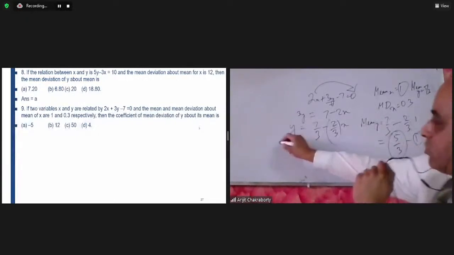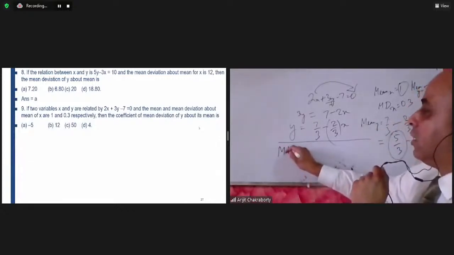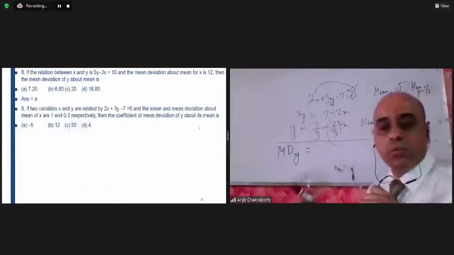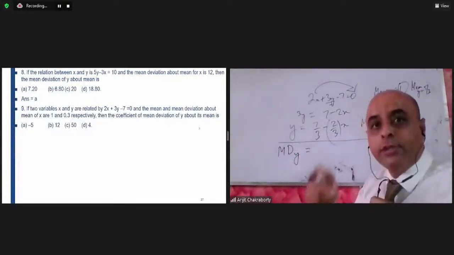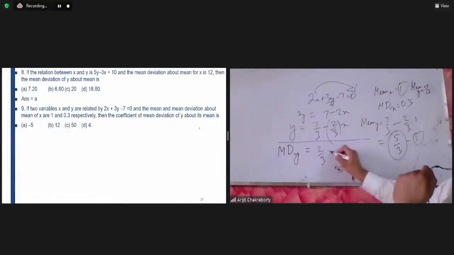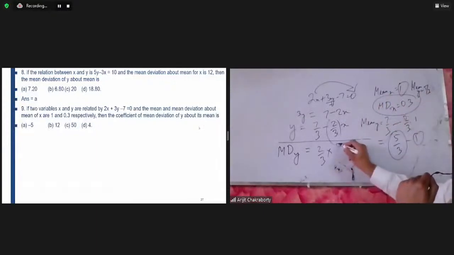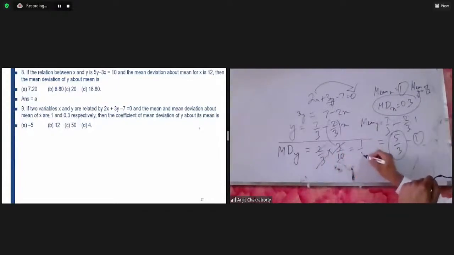Now the second data is what? We are calculating mean deviation. So mean deviation of y will be equal to modulus b into mean deviation of x, right? Modulus b is 2 by 3. So 2 by 3 into mean deviation of x. Mean deviation of x is 0.3, that is 3 by 10. So 3 and 3 cancel. So I get 1 by 5. So please note, we have got two figures now. The mean of y is 5 by 3 and the mean deviation is 1 by 5.